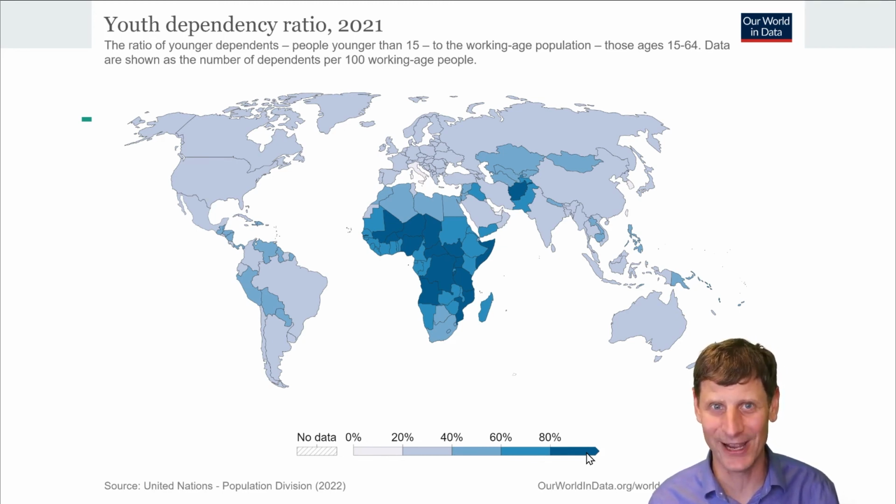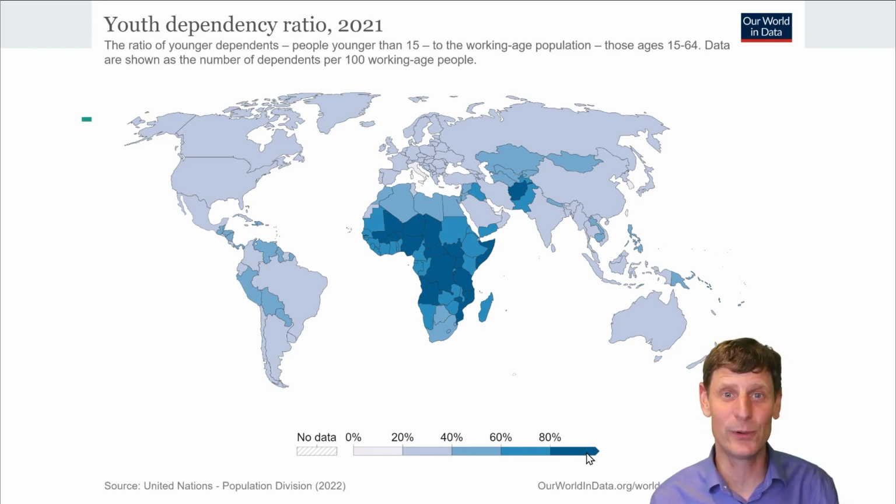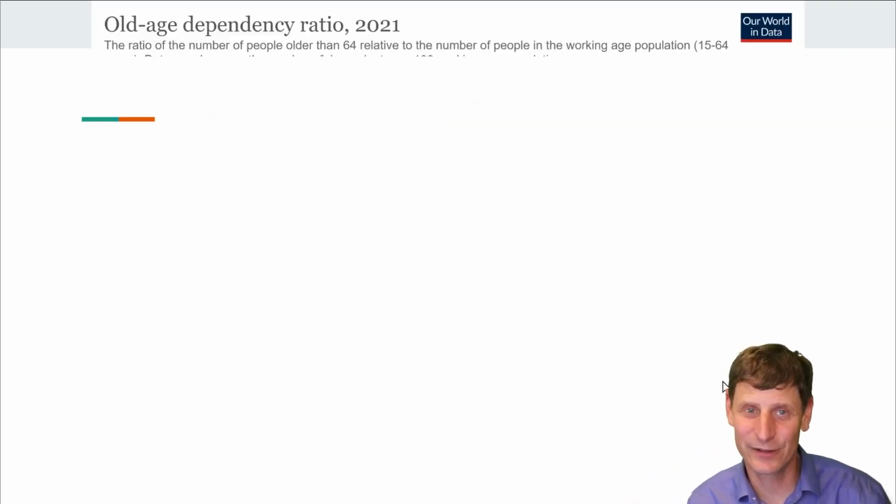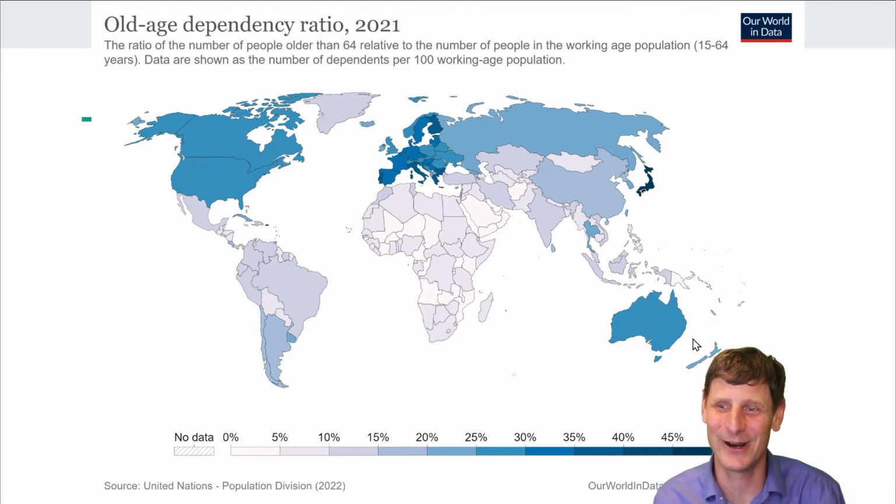One answer, by the way, about what do all these young people do is they migrate. They move to places that have slower growth because there are fewer kids coming into the workforce as young adults because they don't have such a high dependency ratio. So there's a snapshot into chapter 3 for you already.